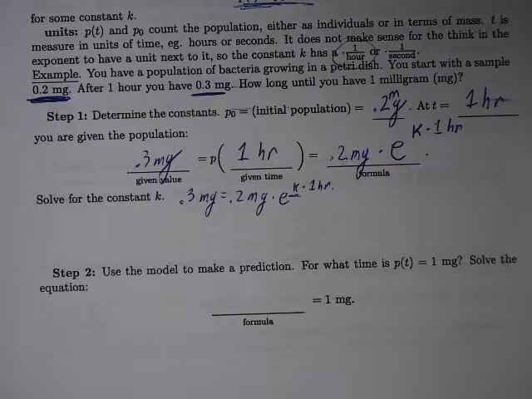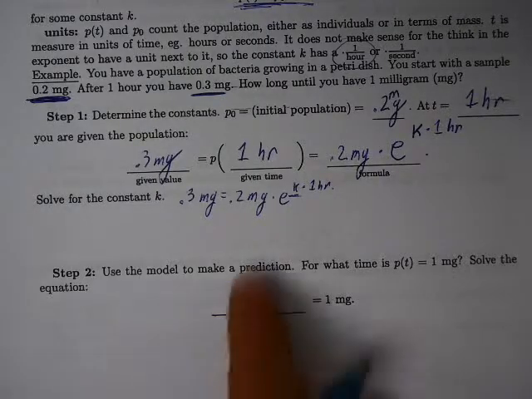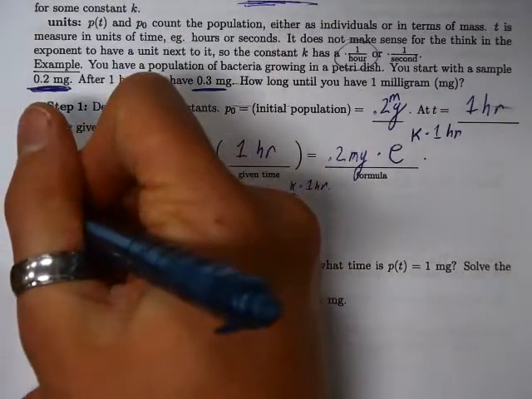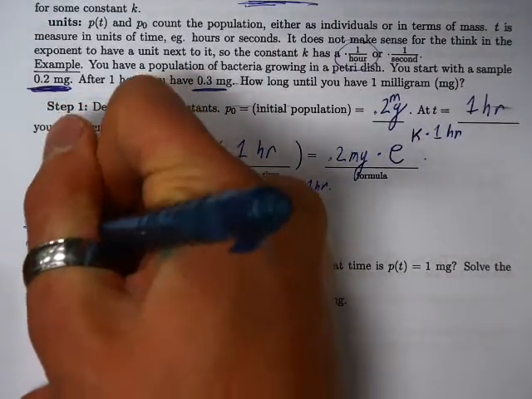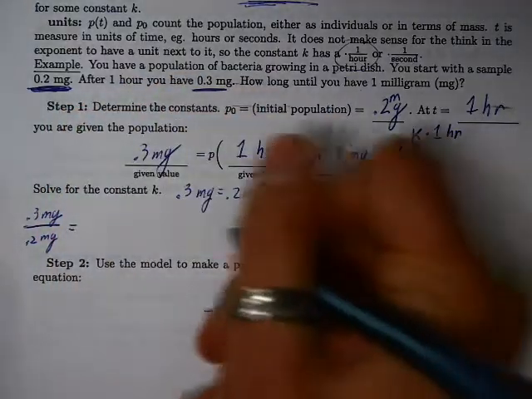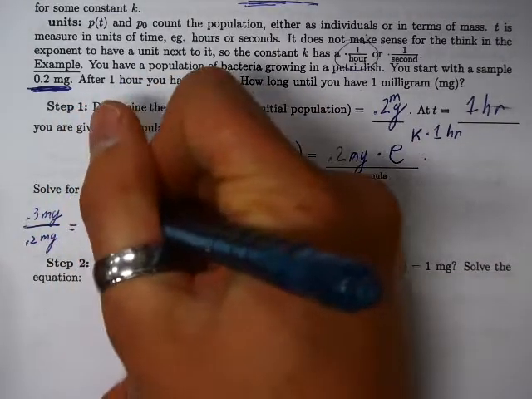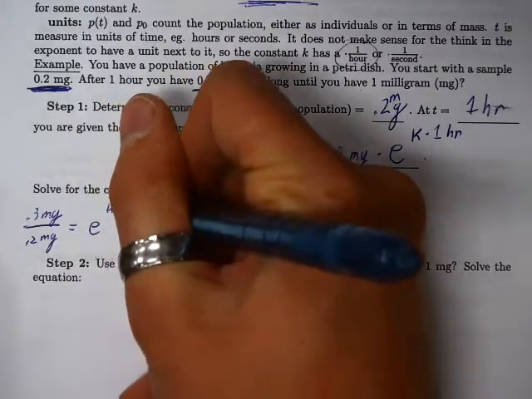Could you just subtract over the 0.2 milligrams to the other side? Not subtract, but divide, right? Because they're multiplied by stuff, so to undo multiplication, you need to divide. So, dividing over to the other side, I'll see 0.3 milligrams divided by 0.2 milligrams is equal to e to the k times 1 hour.